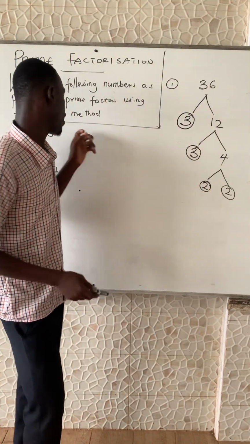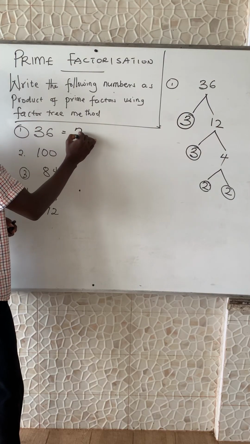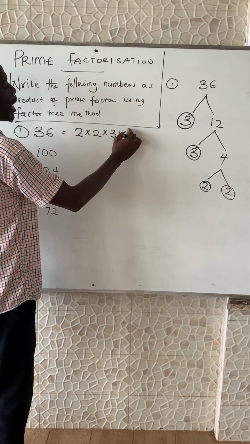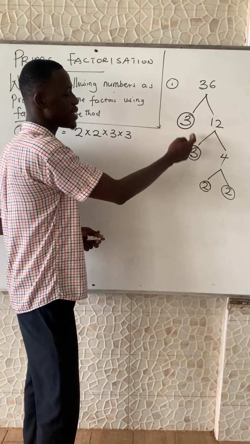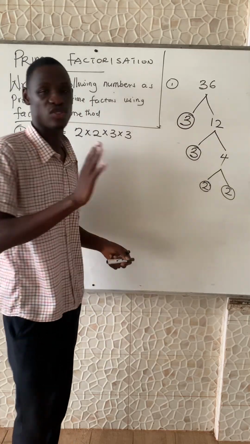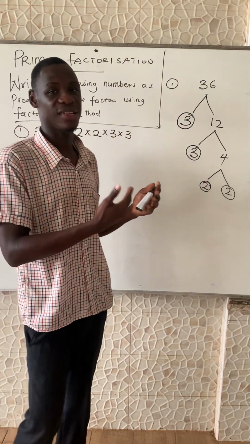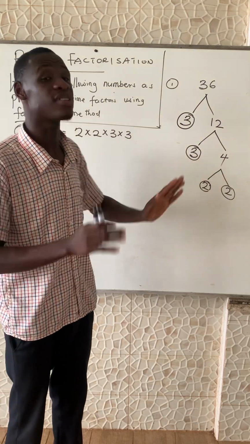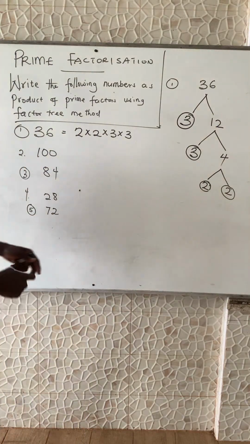So our solution to the first question will give us 2 times 2 times 3 times 3. Please note that you can write it as 3 times 3 times 2 times 2. It is not wrong. But let us try to write the factors in an order from the smallest to the greatest. Okay, if you write it this way, it is still correct. Alright, let's get to the second question.